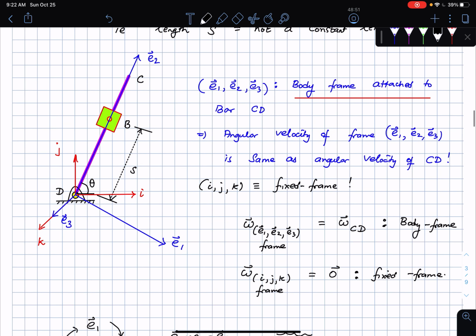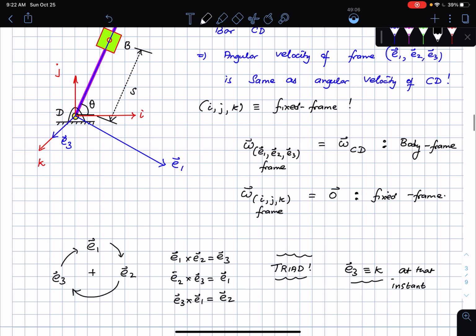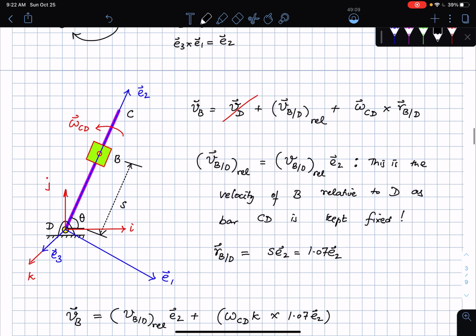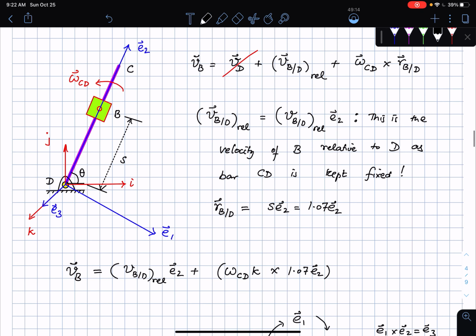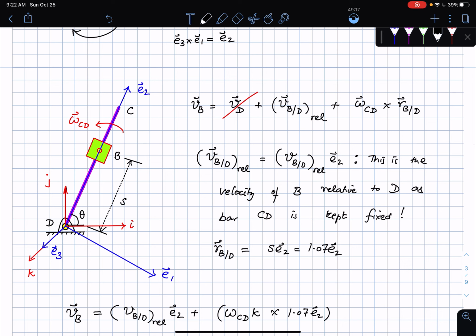Then I start up a body frame of reference E1, E2, E3 attached to the bar CD. This body frame has the same angular velocity as the bar CD, which is omega CD. IJK is a fixed coordinate frame; it does not have any angular velocity. Then I make use of my regular velocity equations, with the relative velocity along the direction E2. E1 and E2 are chosen such that if I align the fingers of my right hand with E1 and bring them towards E2, my thumb coming out of the page is the direction of E3, which is coincident with K. That's why I chose E1, E2 to be this way.